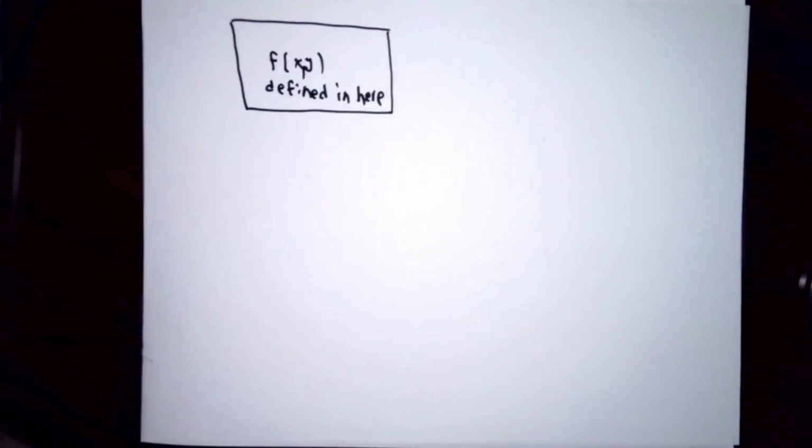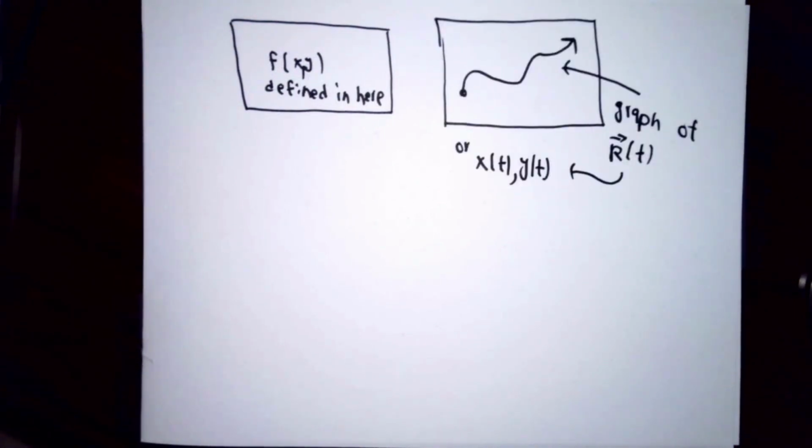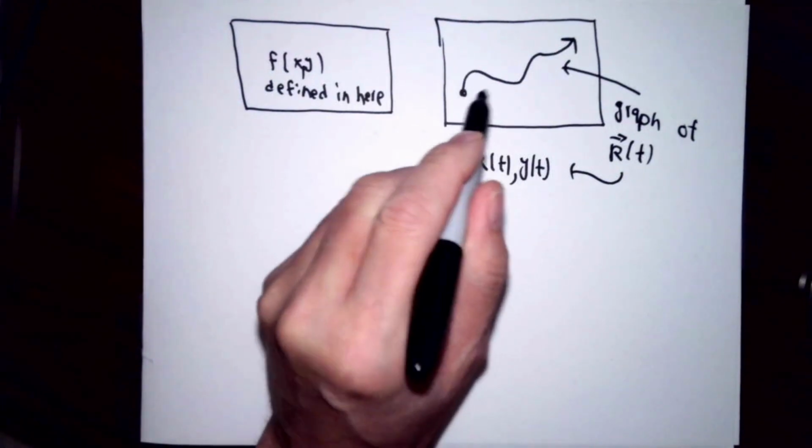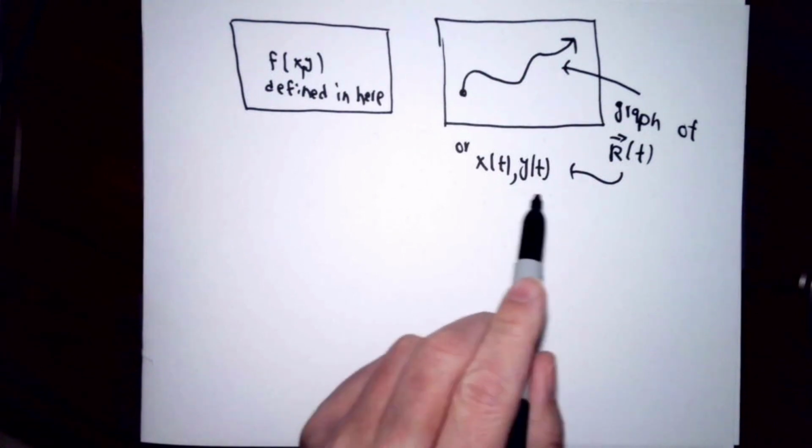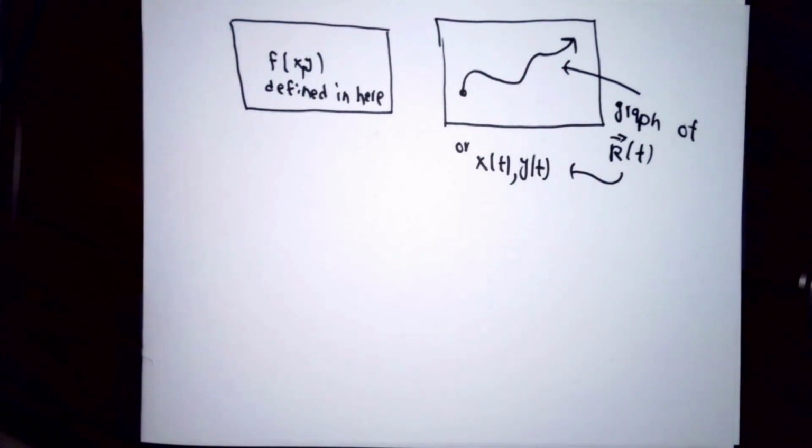I want to think about a situation in which I've got a function f of x and y that's either defined for the entire xy plane or some chunk of it that I'm interested in. I want to think about traveling along some pathway in this two-dimensional space. I could think of this as being the graph of some vector-valued function in 2 dimensions, or I could just think of having formulas for the x and y coordinate in terms of some other variable that I'll call t.